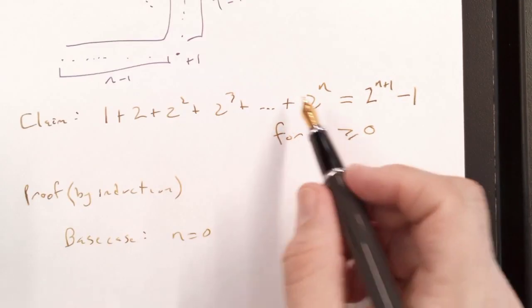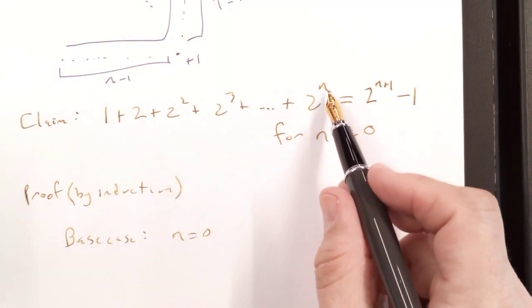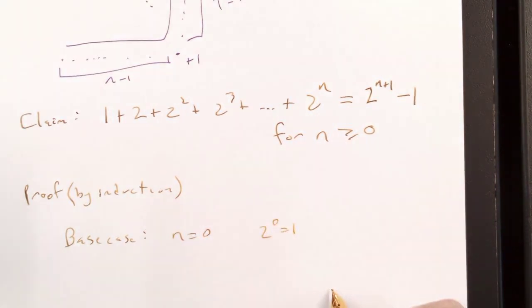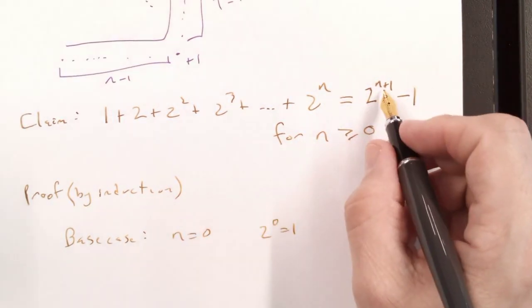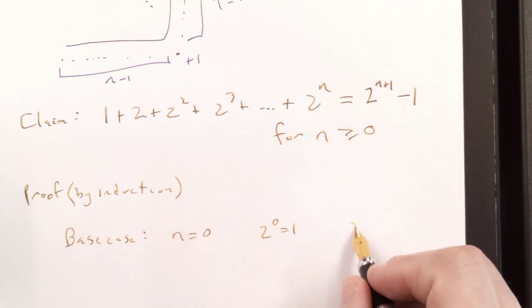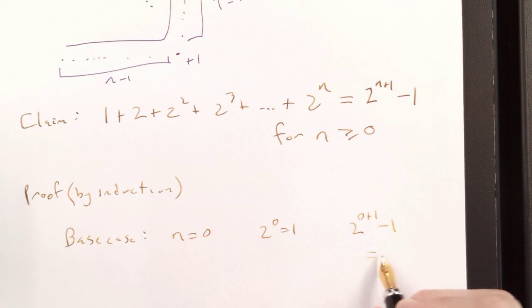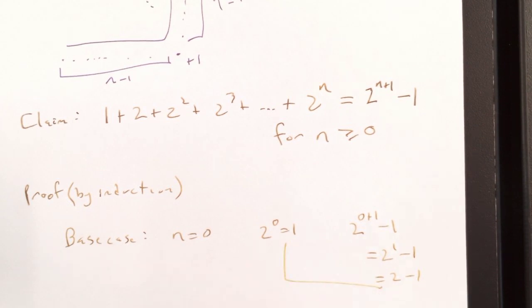Well, if it's 0, on the left-hand side, my value of n is 0. 2 to the 0th is just 1. On my right-hand side, n is 0. So I get 2 to the 0 plus 1 minus 1. That's equal to 2 to the first minus 1. That's just 2 minus 1. Hey, those are equal, aren't they?